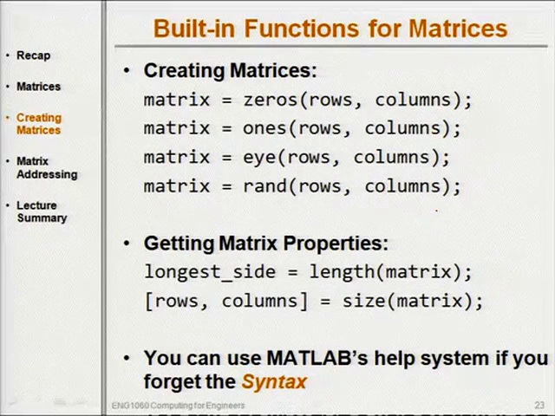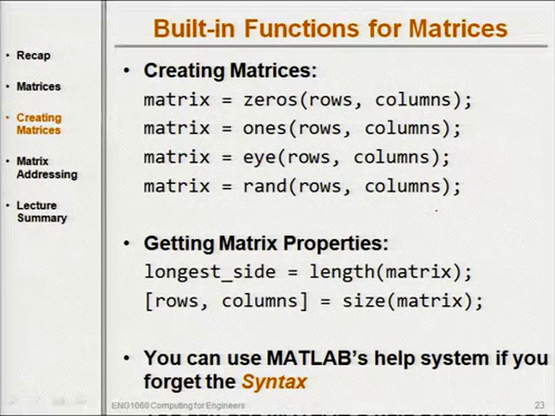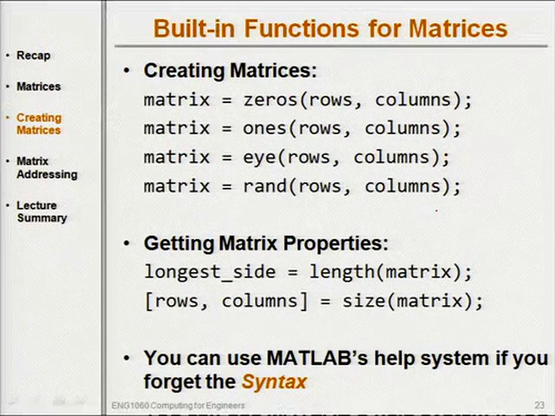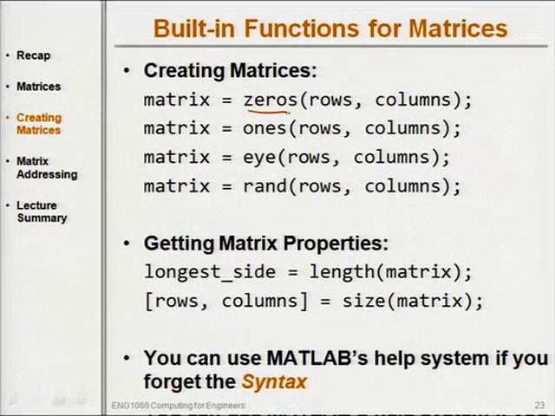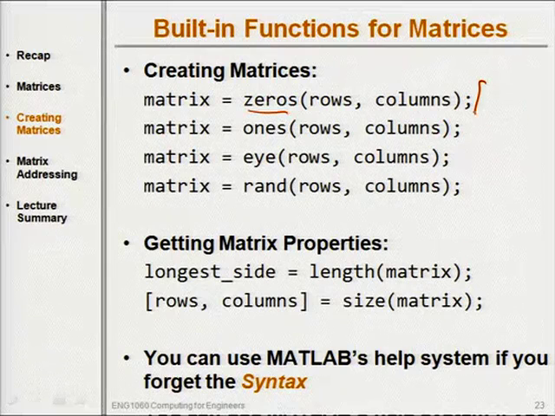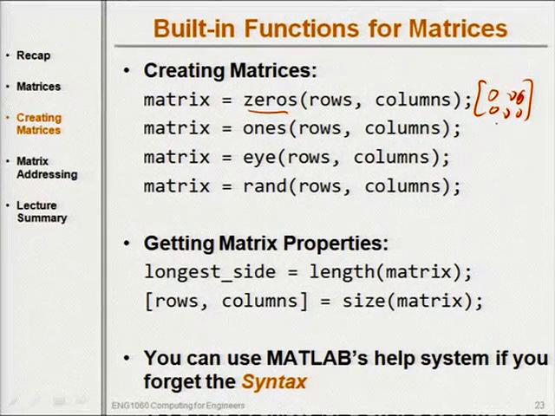So MATLAB has some built-in functions for creating matrices. We've given you 4 examples there. So you have zeros, ones, eye, and rand, R-A-N-D, random. So zeros will create an empty matrix. So it will create a matrix that contains just a bunch of zeros. You specify how many rows, how many columns, and it will create a matrix that has a bunch of zeros. Why do we need this?